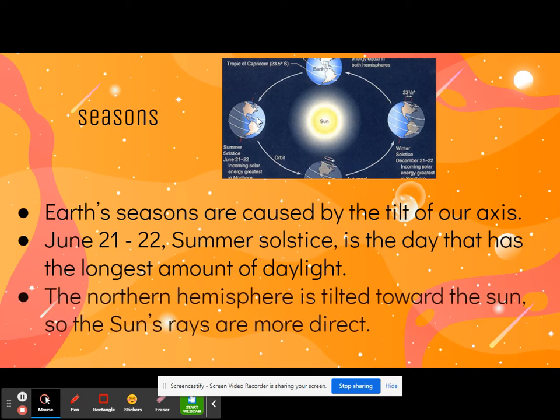Okay? The northern hemisphere, as I said, is tilted toward the sun, so we get more direct sunlight, which means we get more energy, which means this is our summertime.